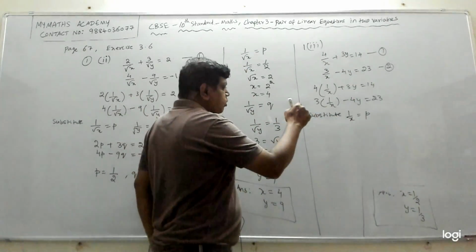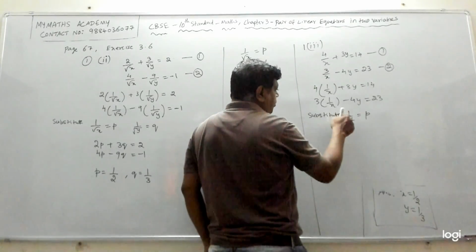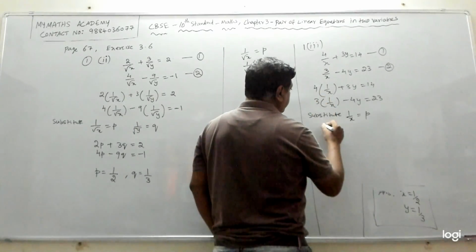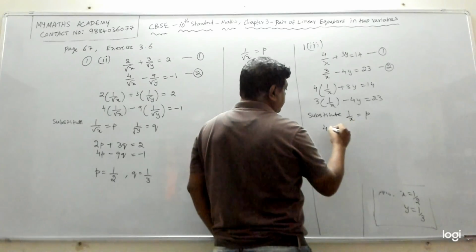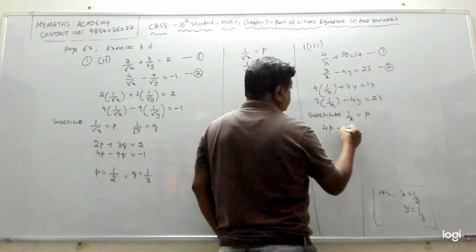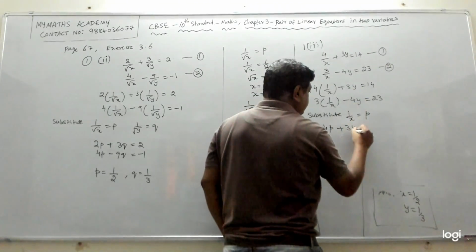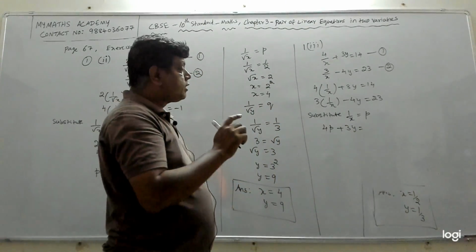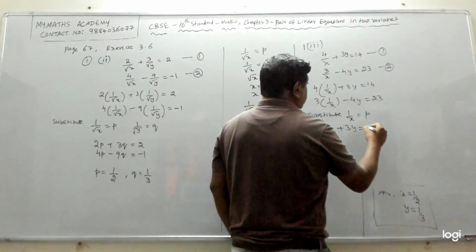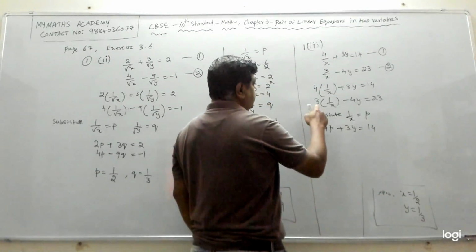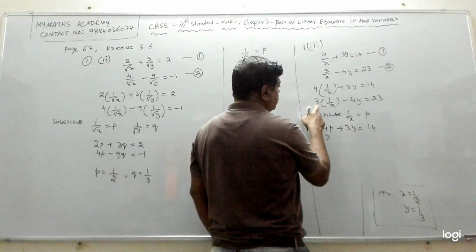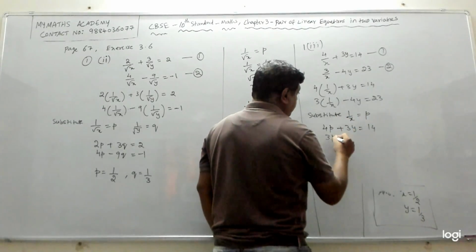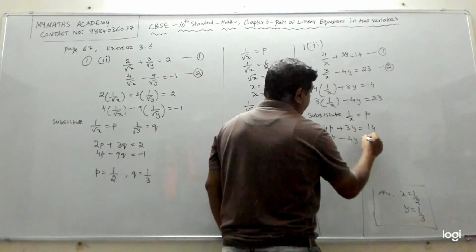So if we make the substitution only for x, meaning 1 by x as p, then this equation will become 4 into 1 by x, which is p, plus 3y. Here you write y as it is, because we are not substituting for y. We are substituting only for 1 by x equal to p, so 4p plus 3y equal to 14. Now in this equation, 3 into 1 by x is p, so 3p minus 4y equal to 23.